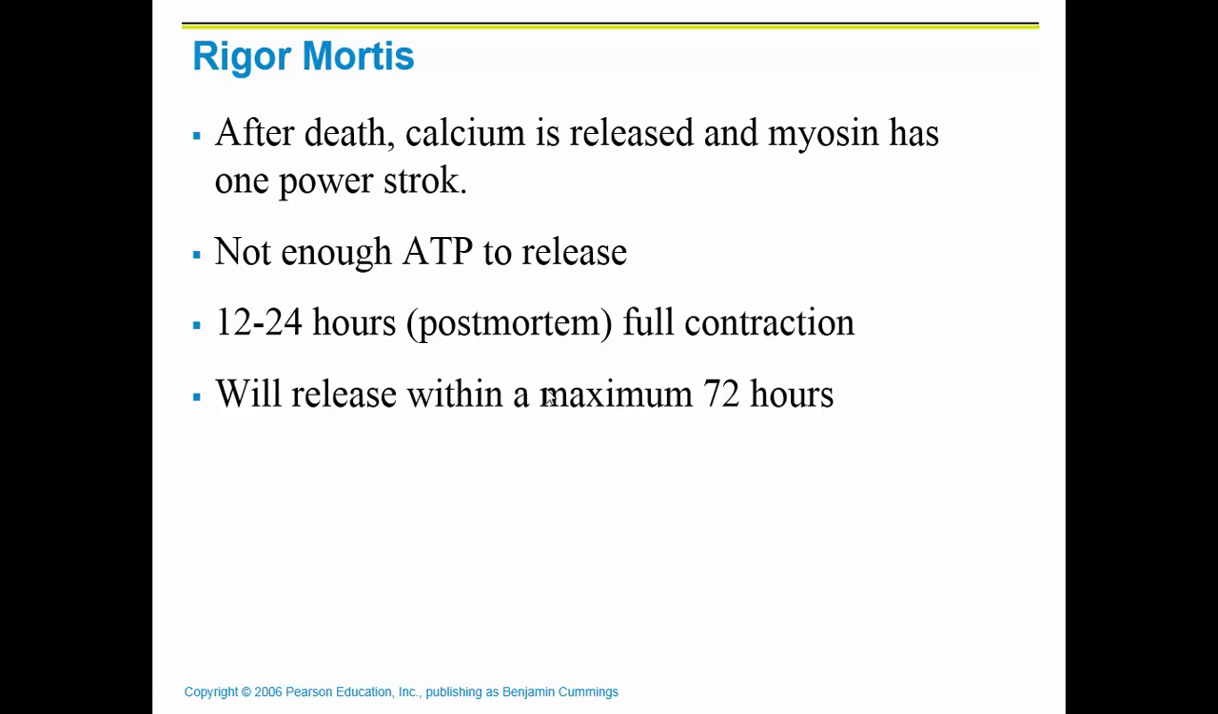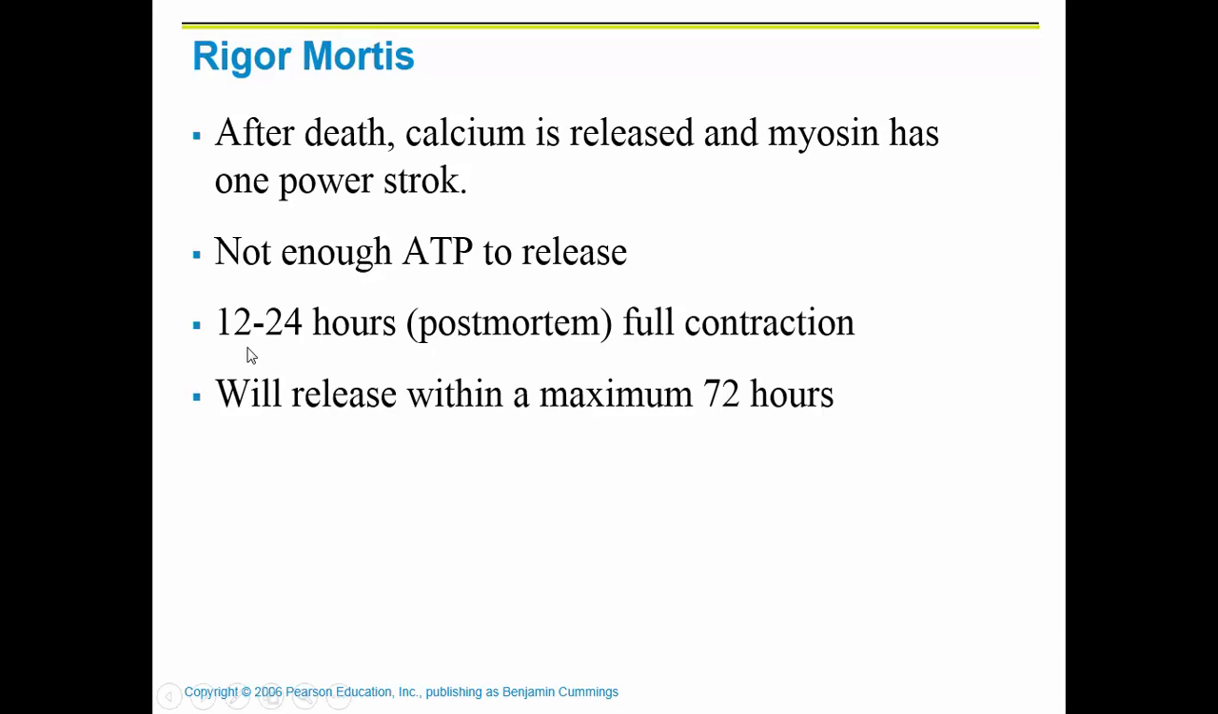And what happens is the myosin actually has one power stroke left in it. We have enough ATP for the myosin heads to bind and actually contract, but not enough ATP to then release the myosin heads. And so what happens is, depending on the person and everything that's going on, 12 to 24 hours post-mortem, that means after death, there will be a full contraction, meaning all of your muscles are going to contract at once.